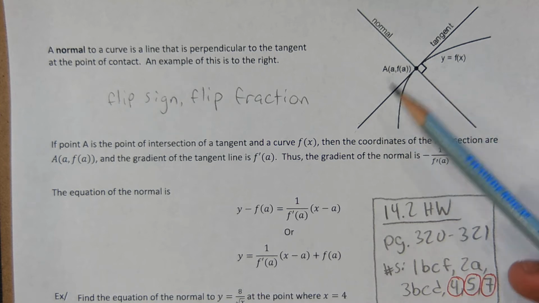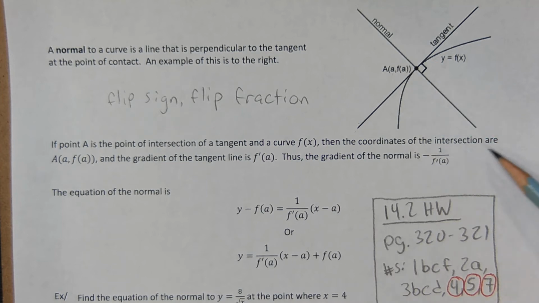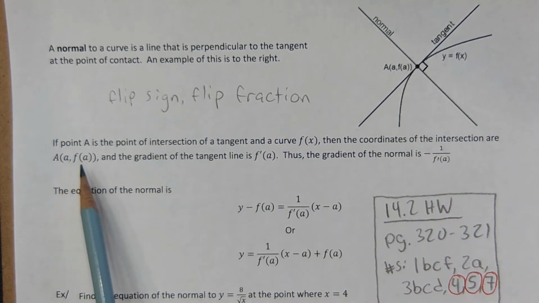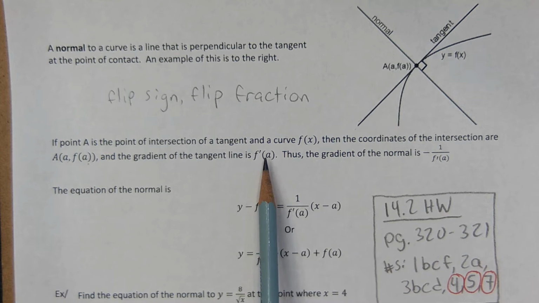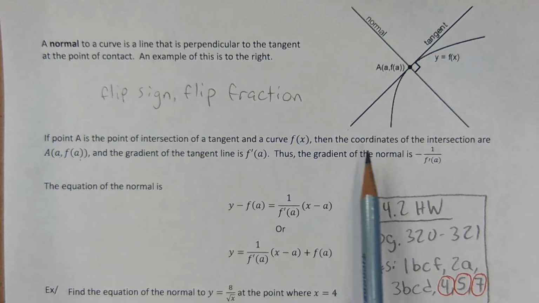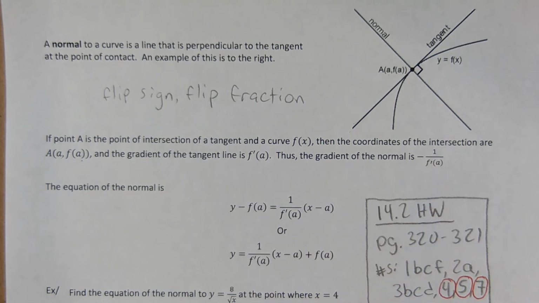So if point A is at the point of intersection of a tangent and a curve, meaning the point of tangency, then the coordinates of the intersection is a comma f of a, which is labeled in the picture here, and the gradient slope of the tangent line is f prime of a, just like it was in the last lesson. The gradient of the normal then is -1 over f prime of a. Flip the sign, flip the fraction.